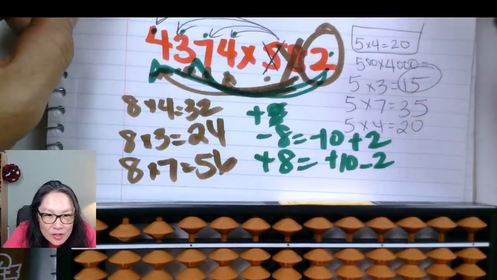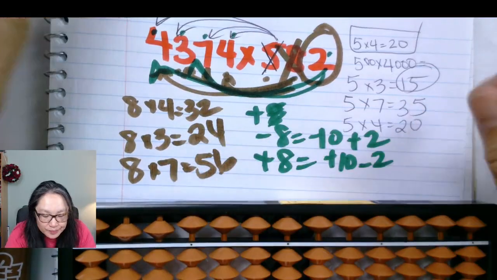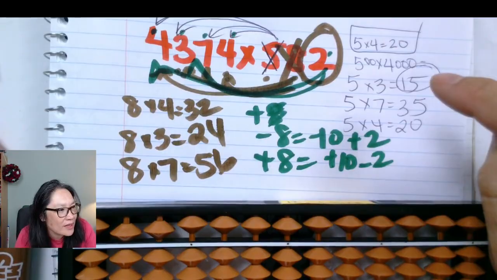Yeah, so that is why we don't do this. But we do this because it's more manageable. Right? Because this is our multiplication facts.